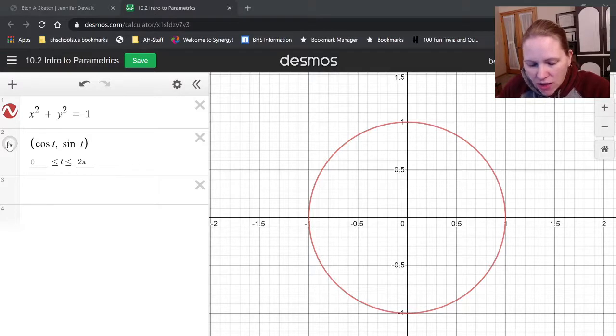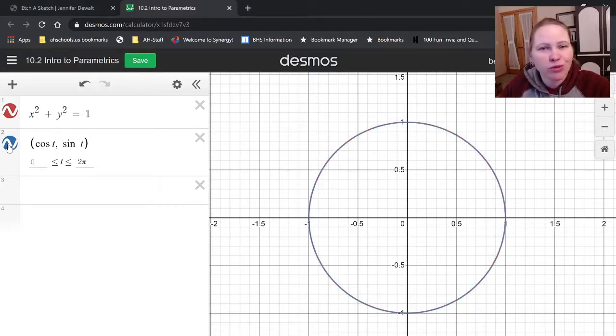If we graph the set of points between 0 and 2 pi, that's 1 revolution, check it out, I'll turn this on. It creates the blue circle that overlaps with the red circles. They're the same graph expressed two different ways.